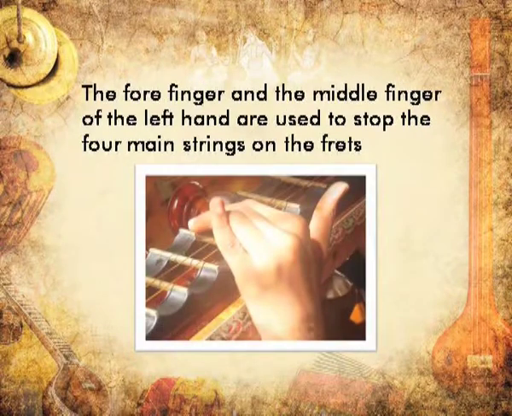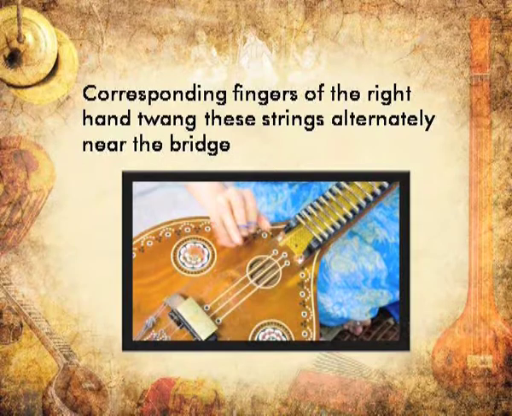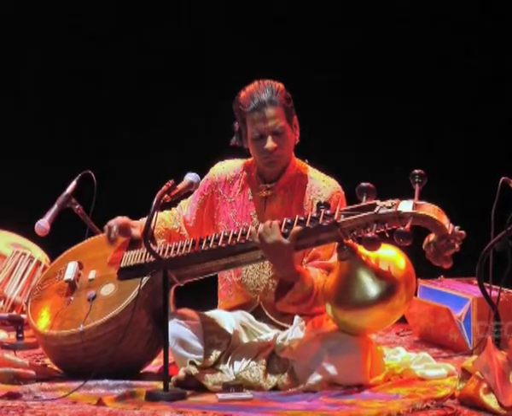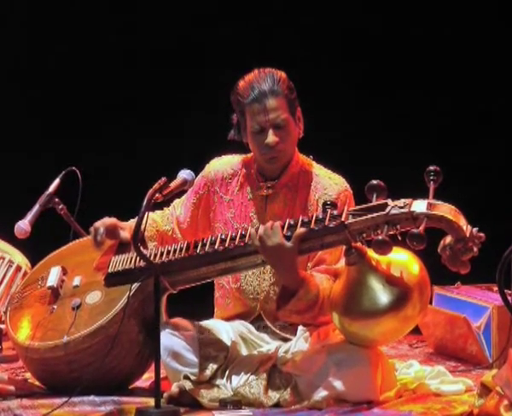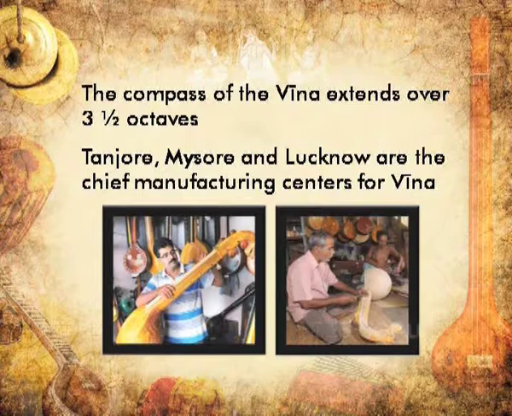The forefinger and the middle finger of the left hand are used to stop the 4 main strings on the frets, while the corresponding fingers of the right hand twang these strings alternately near the bridge. The compass of the veena extends over 3.5 octaves. Tanjavur, Mysore and Lucknow are the chief manufacturing centers for veena.